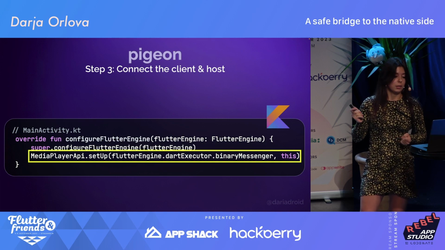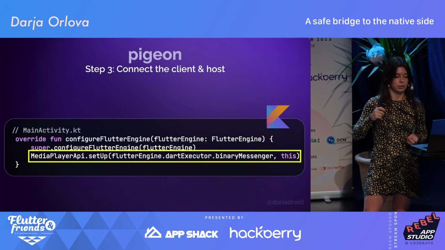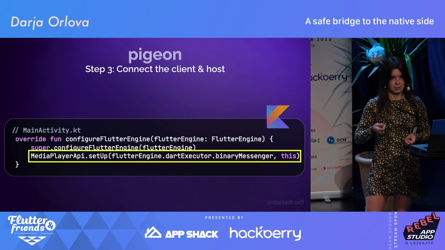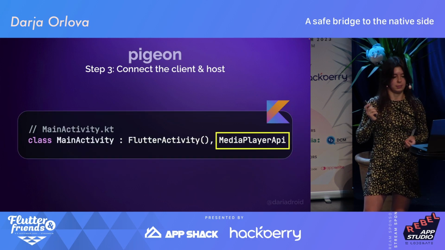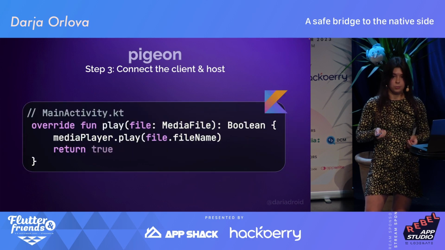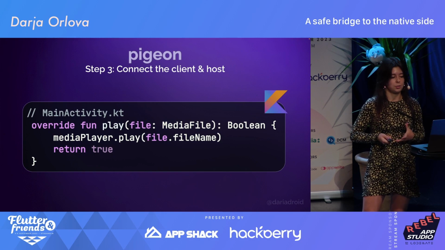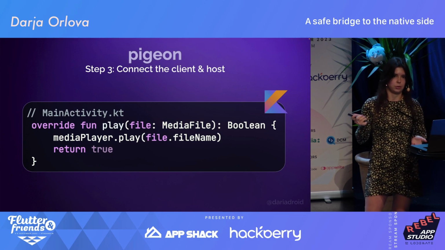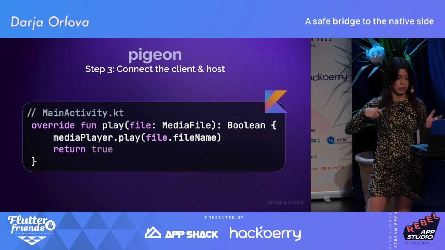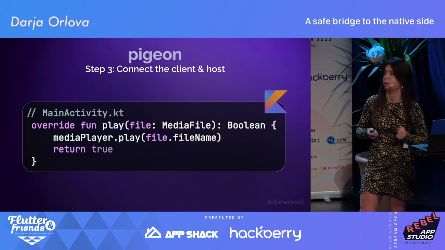Instead of the method call handler, we don't need to set that up anymore. We just need to call the setup function of the generated class and pass the instance of it. Because we are implementing it in main activity, it will be this. And now we can just override the functions, because we're implementing the interface, and this is pure Kotlin code. There's no strings, there's no results, not anything like that. And we have, again, media file, we can return booleans and so on and so forth, and it's all Kotlin.